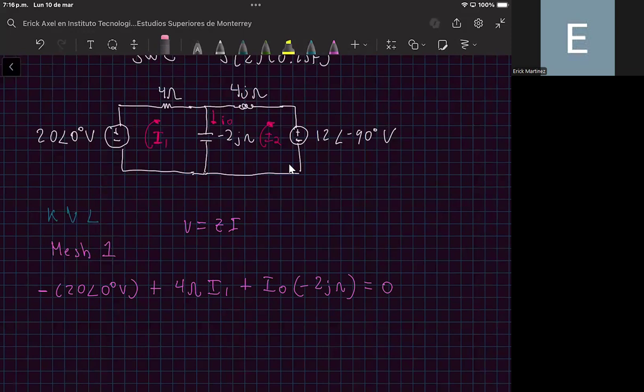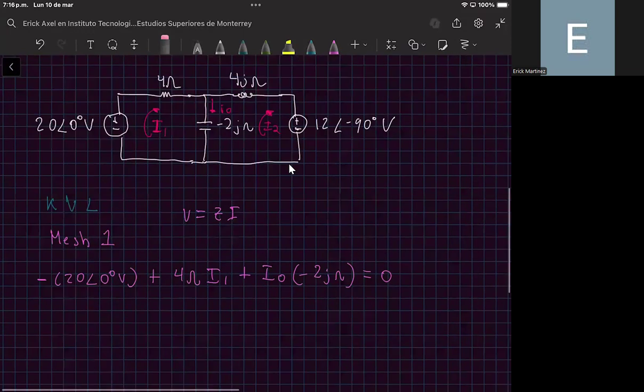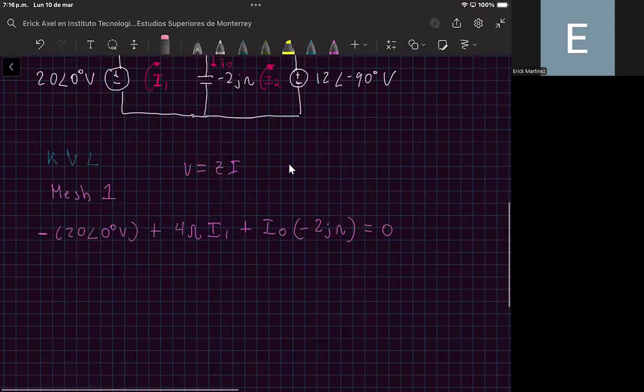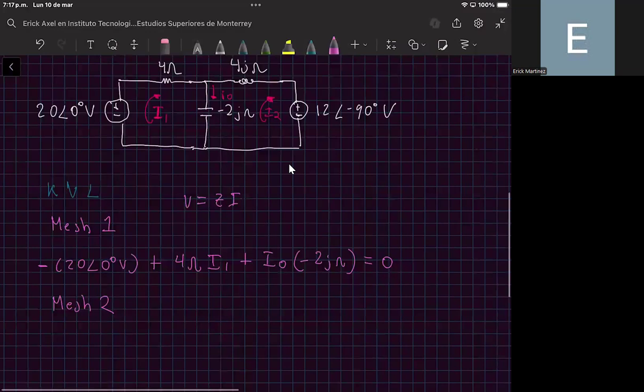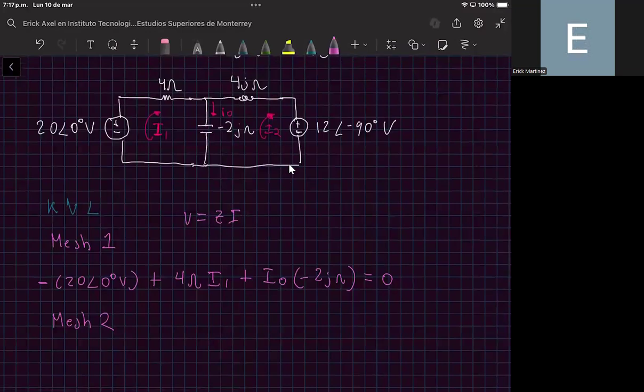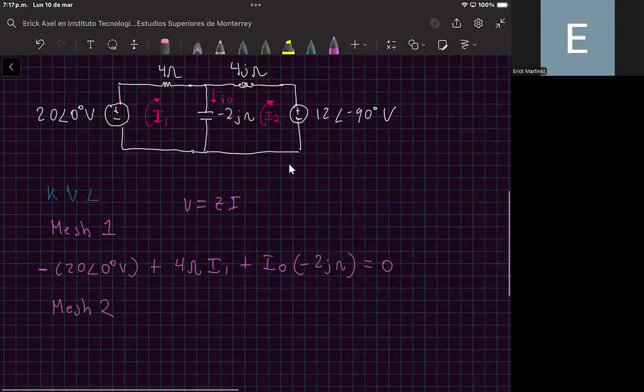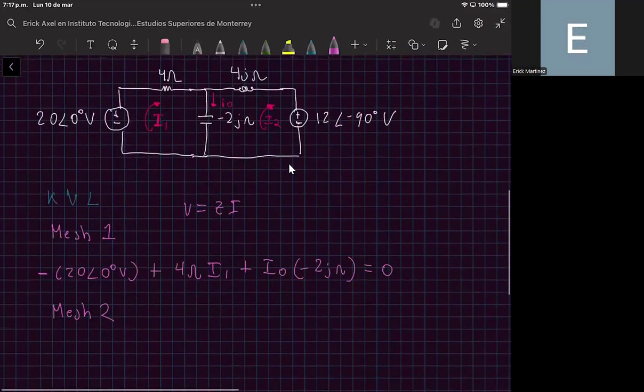Now, we need to generate the same expression for mesh number 2. So for mesh number 2, we need to apply the Kirchhoff voltage law to this second loop. Okay. So the first thing that I will express is the voltages that I can compute based on current I2.